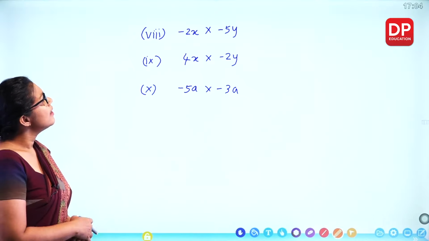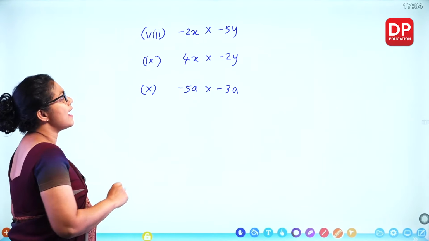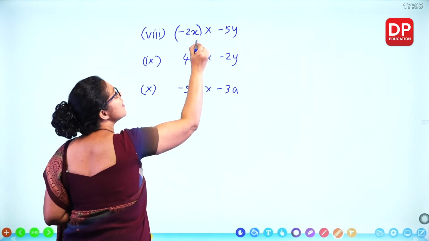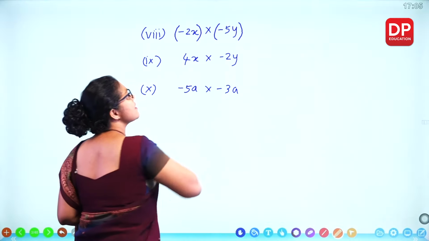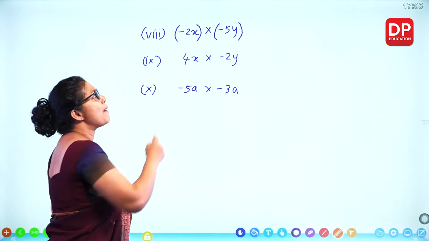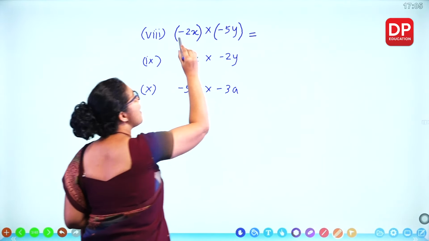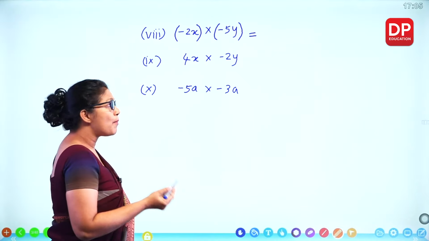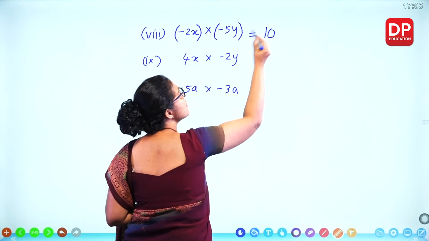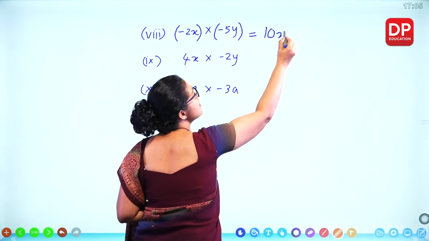Here is another question. Two negative signs are there with the multiplication sign. We'll put brackets, then you can clearly understand these are two negative numbers. When you are multiplying minus with minus, what happens? Minus into minus becomes positive. Minus 2 times minus 5 becomes positive 10. Then x and y terms you get once.